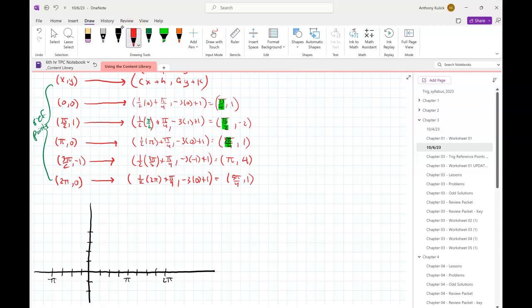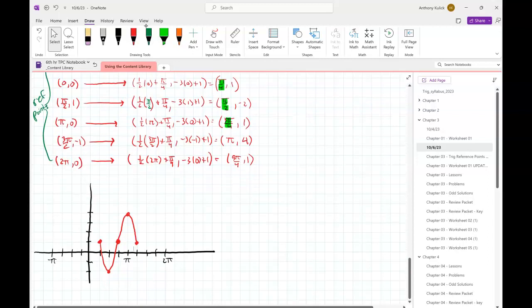So now I'm just going to start plotting my points. So pi over 4 and 1, pi over 2 and negative 2, and then 3 pi over 4 and 1, and then pi and 4, and then 5 pi over 4 and 1. So there's one cycle of my graph, right? Everybody's okay here?